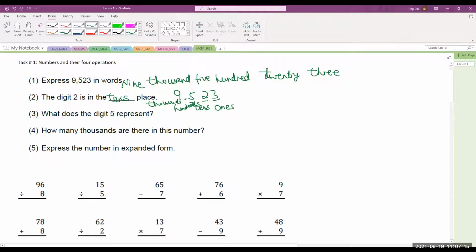What does the digit 5 represent? 5 represents what? Is it 50? Is it 5? Is it 5,000? Let's find someone who has not answered. Tony? 500. Very good. 5 represents 500.